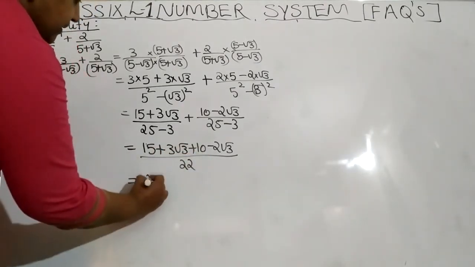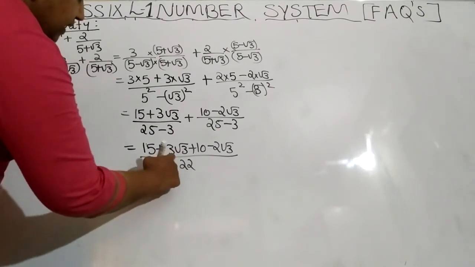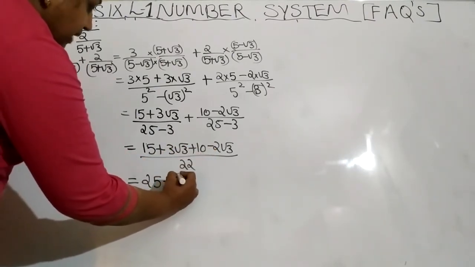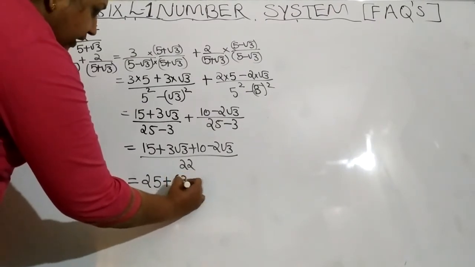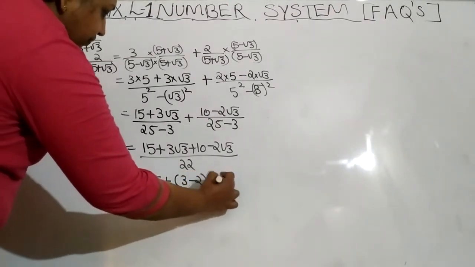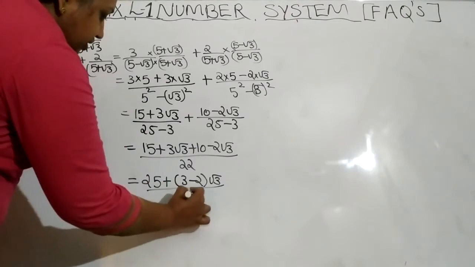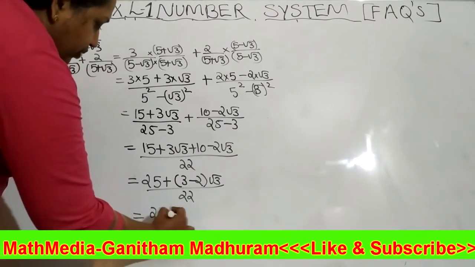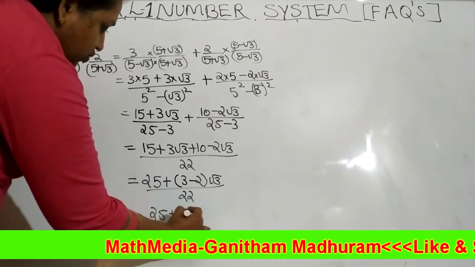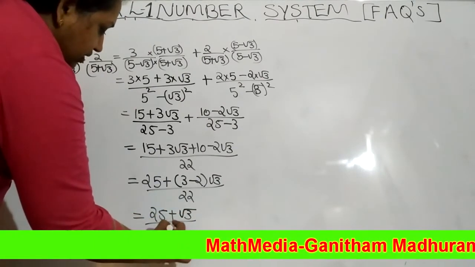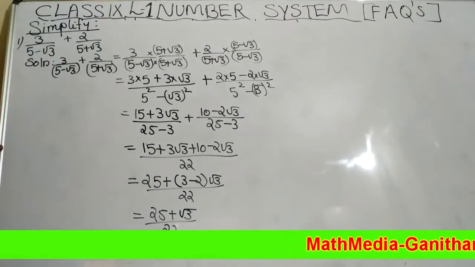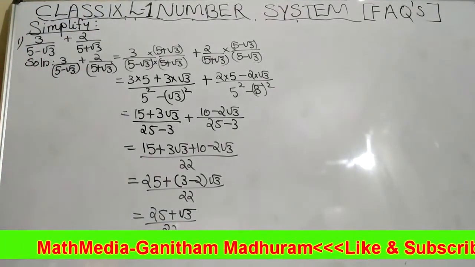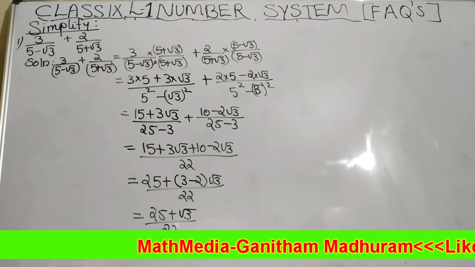15 plus 10 is 25, plus 3 root 3 minus 2 root 3. Root 3 is common, so 3 minus 2 is 1, that is root 3, upon 22. So after simplifying we get 25 plus root 3 upon 22.